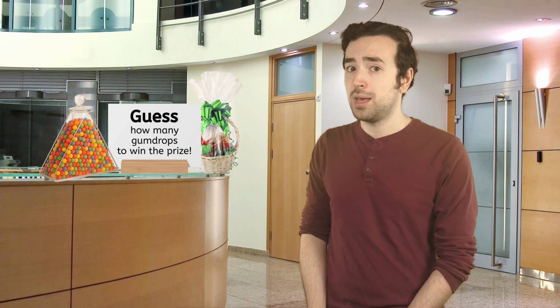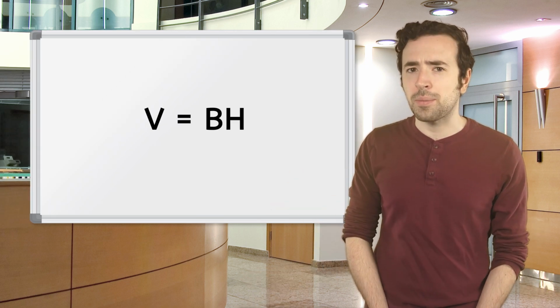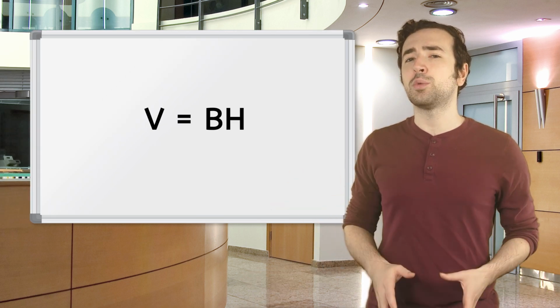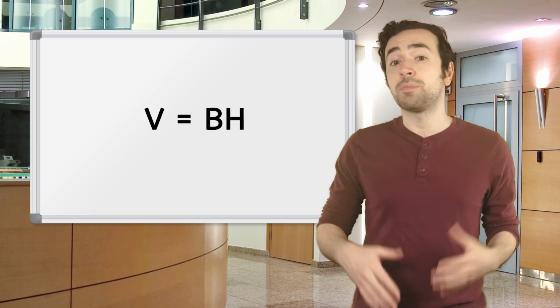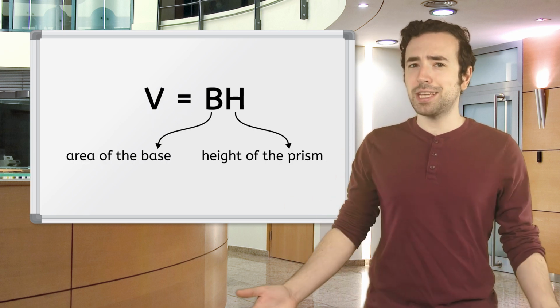Today, we were able to figure out that to find the volume of a prism, we can use the formula V equals big B times big H, or volume equals the area of the base times the height of the prism. Thanks for all your help.